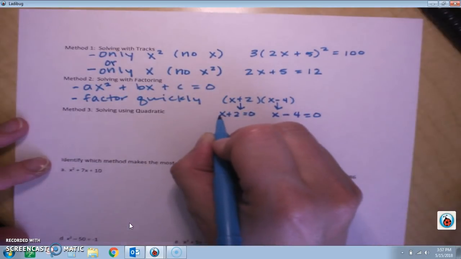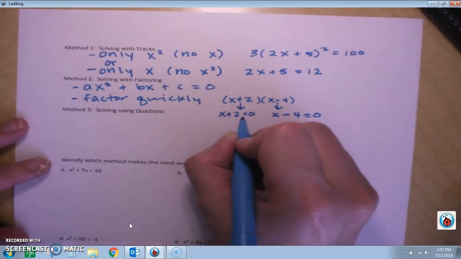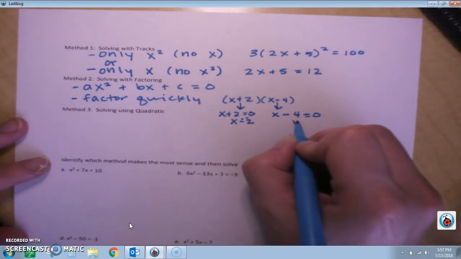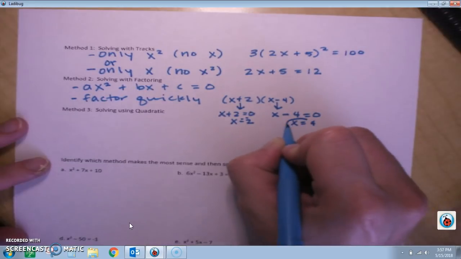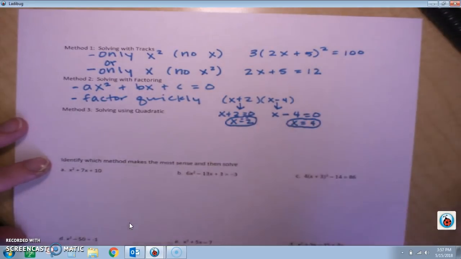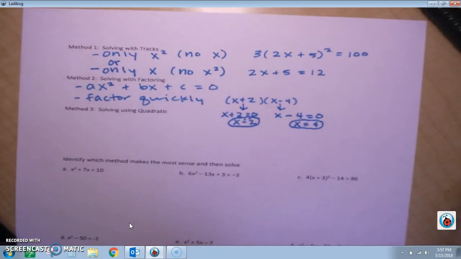So what number plus 2 is 0? That would be negative 2. And then what number minus 4 is 0? That would be positive 4. So these would actually be your 2 solutions after you factor. So negative 2 and positive 4. The other day when we talked about factoring, we had not talked about solving it at that point. So after you do the parentheses, then you would want to solve it and set them each equal to 0.